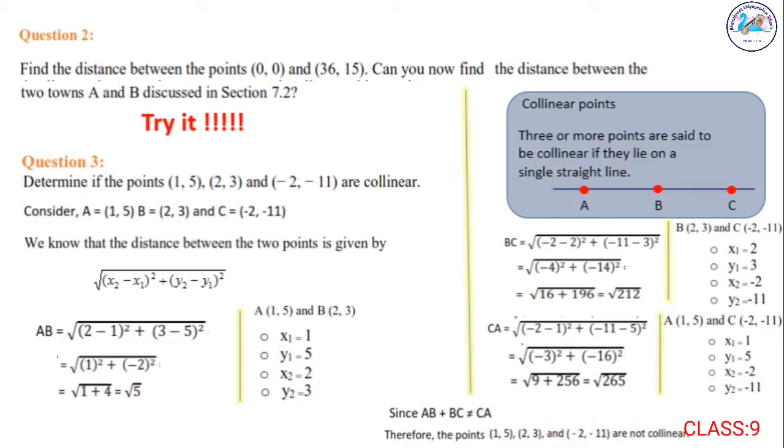So once again, just have a quick recall on the main points. If you want to prove that 3 points are collinear, just take the 3 points as A, B and C. Then we have to calculate AB, then BC, then AC. If we get AB plus BC equal to AC, then they are collinear.